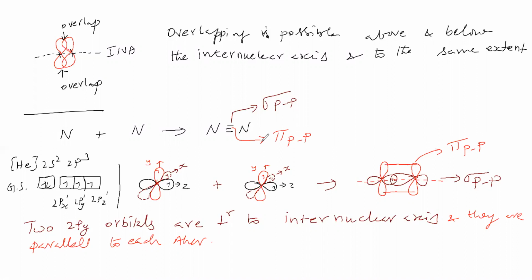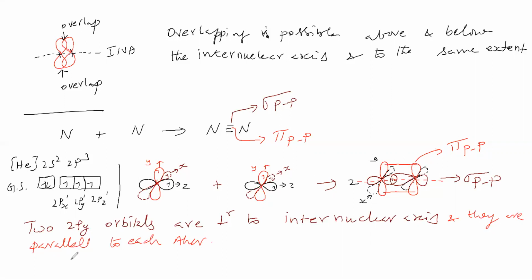Next, we will take this 2px orbital. The 2px orbital is oriented along the x-axis. This x-axis is perpendicular to the z-axis as well as the y-axis. Therefore, now we will write a 2px atomic orbital. This is the x-axis. Here also we are drawing a 2px atomic orbital.